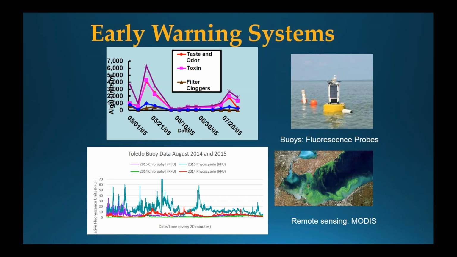Now, mind you, their problem went clear into October. So they actually were using the buoy for the last 2 months of their problem. But what you'll notice is there's a lot more phycocyanin in 2015. So they had a lot of cyanobacteria in 2015. They had very little toxin in 2015.